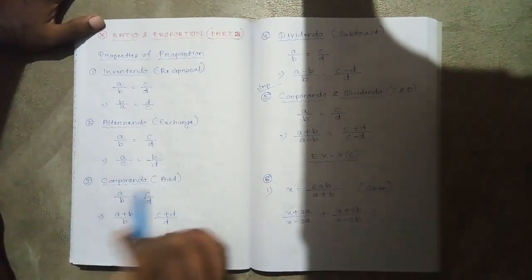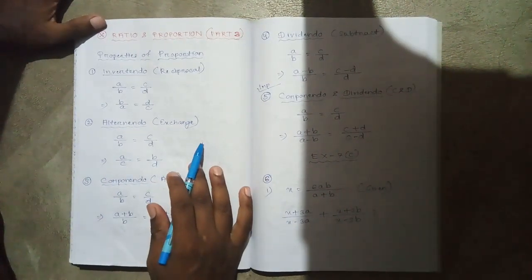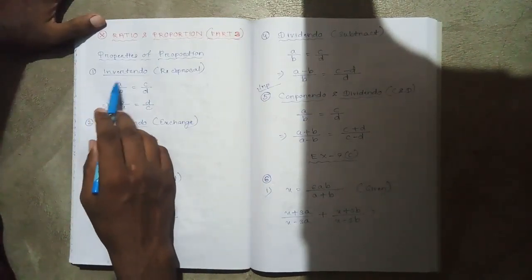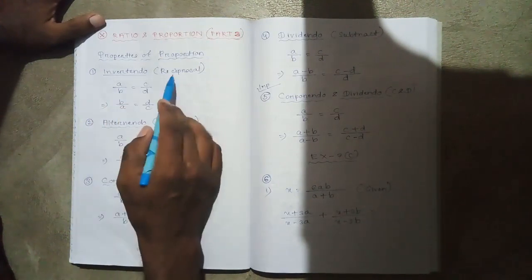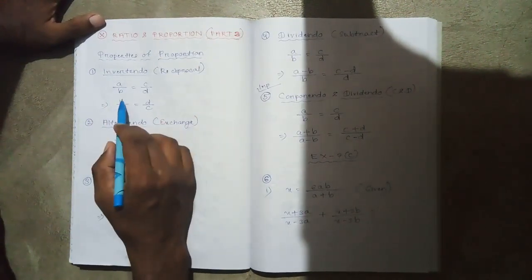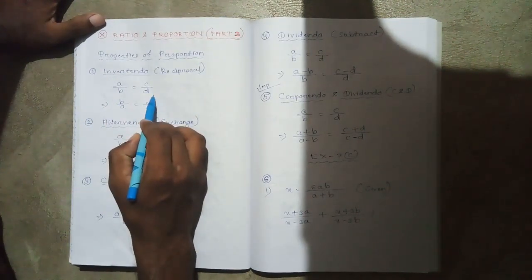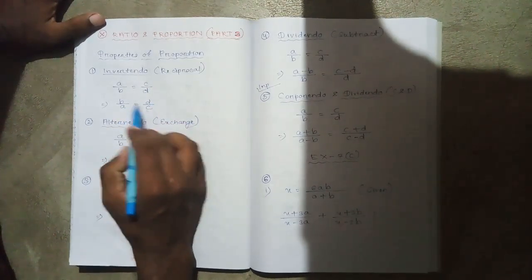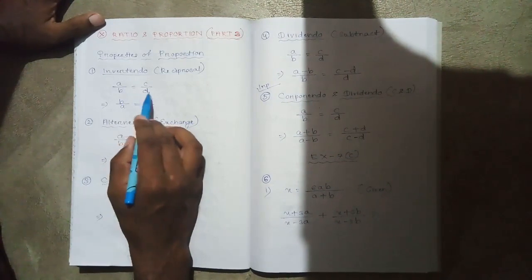In this part we will be studying about properties of proportion. The first one is invertendo, means reciprocal. If a by b is equal to c by d, then we can have b by a is equal to d by c. Just take the reciprocal of the two ratios.